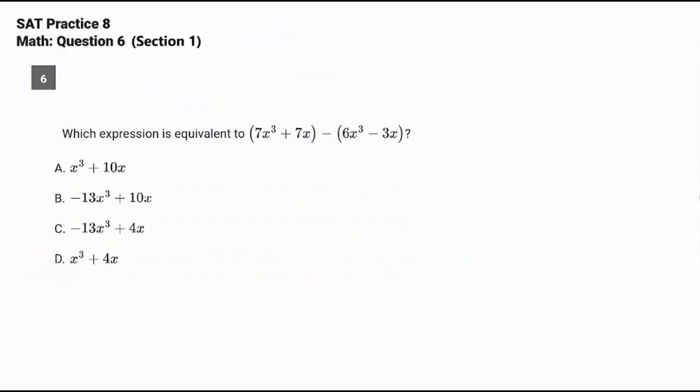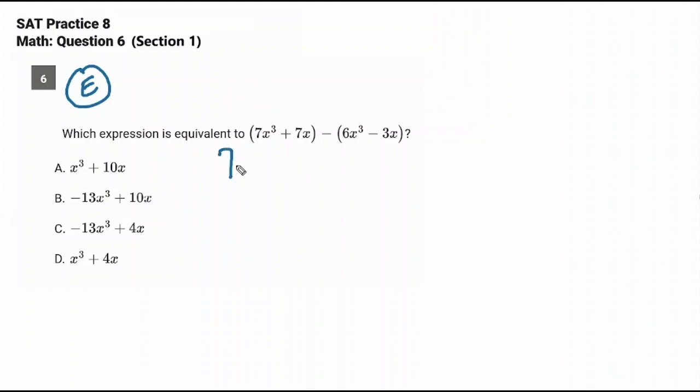This is SAT Practice Test 8, Math Section 1, Question 6. What's the level of difficulty here? It's easy. The first 7 questions of any Section 1 of any SAT are going to be easy. Which expression is equivalent to this big old mess? I'm going to show you 2 ways to do this. I'm going to show you the real math way, which is what I would choose since it's an easy question. I don't really like to plug in on easy questions. There's no need. But I'm also going to show you how you could plug in if you want to.